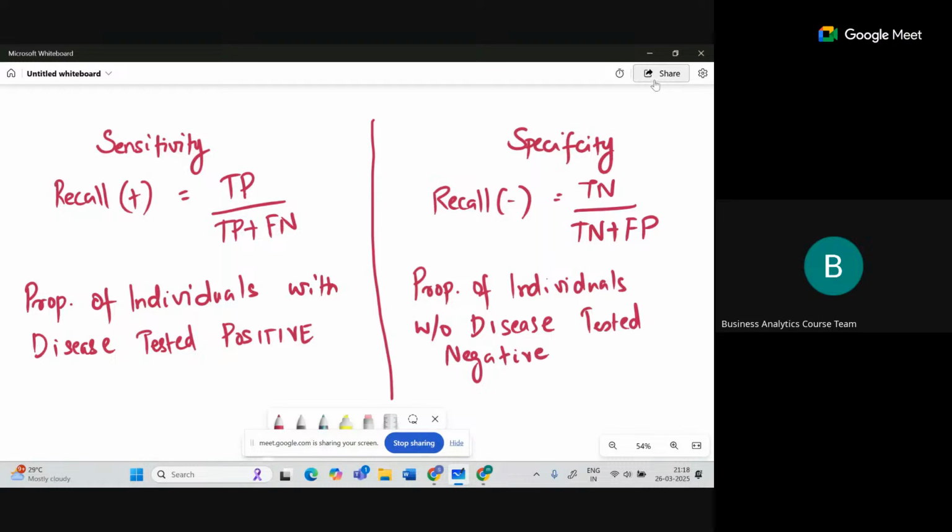So what is sensitivity good at doing? It is good at identifying people with the disease. What does specificity do? It is good at identifying people without the disease, right? This catches people who have the disease. This will catch people who do not have the disease.